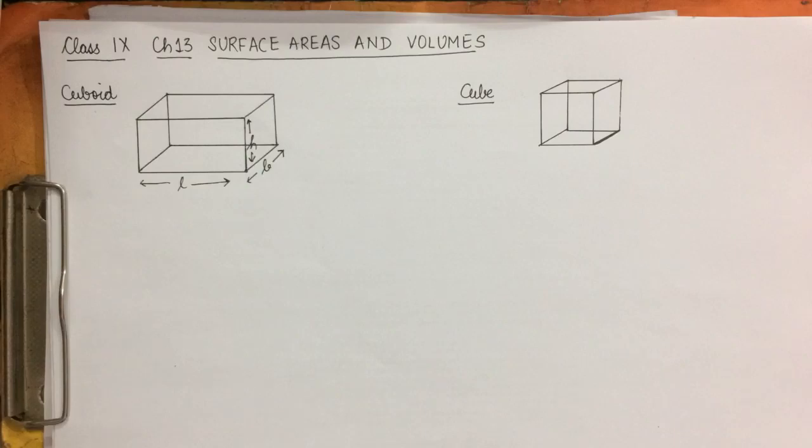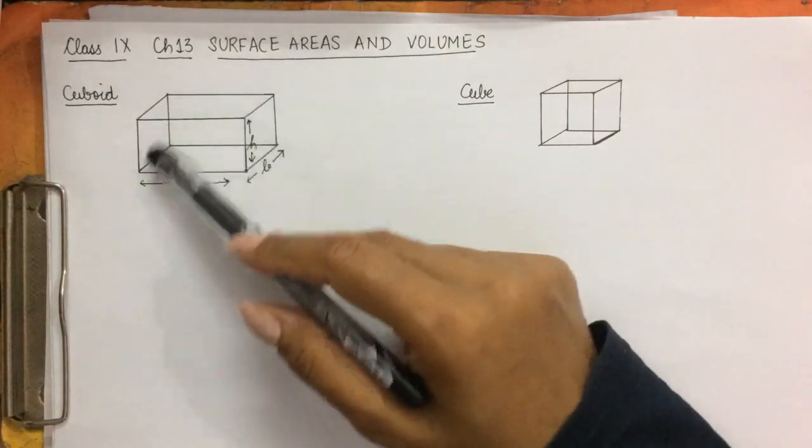The very first exercise is based on the surface area of a cuboid and a cube. Before we proceed with the questions of the exercise, let us recall and revise how the formulae have been established to find out the surface area of a cuboid and a cube. So let us start with cuboid. I have drawn a sketch for a cuboid here.